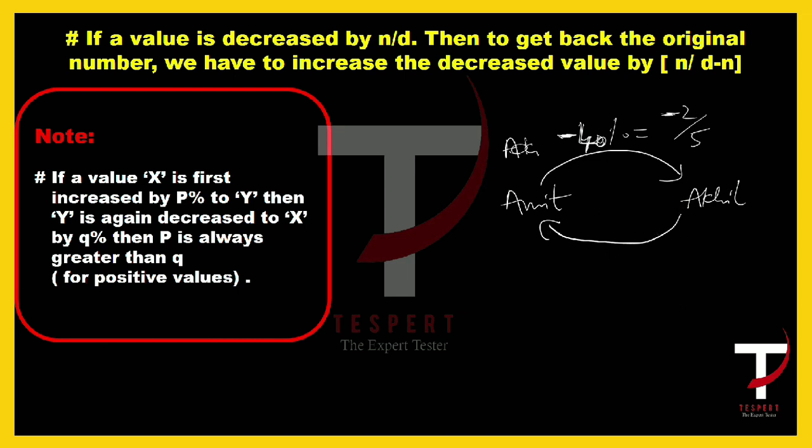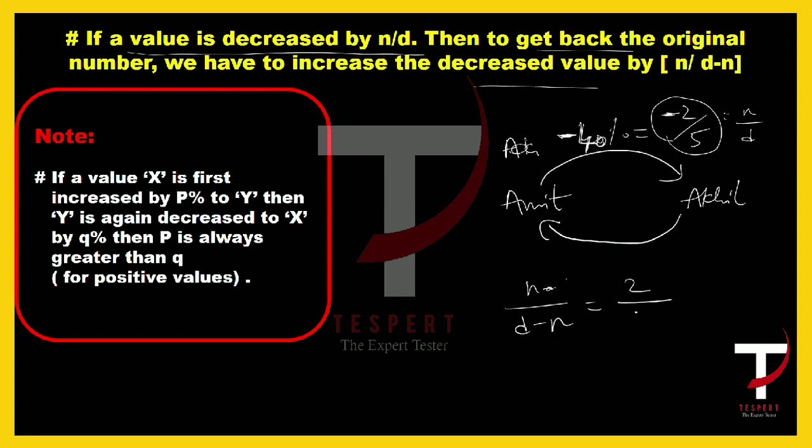So how much percent of books does Akhil have more than Amit? Here we can see, if a value is decreased by n by d, n by d here refers to 2 by 5. Then to get back to the original value, we have to increase the decreased value by n by d minus n. So 2 by 5 must become 2 by 5 minus 2, which is equal to 2 by 3. To change 2 by 3 into percentage, we must multiply it with 100. So 2 by 3 into 100 is equal to 66.66%. So Akhil has 66.66% more books than Amit, right? Here 2 by 5 became 2 by 3, and 2 by 3 is nothing but 66.66%.